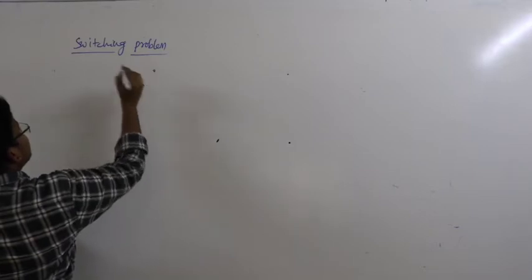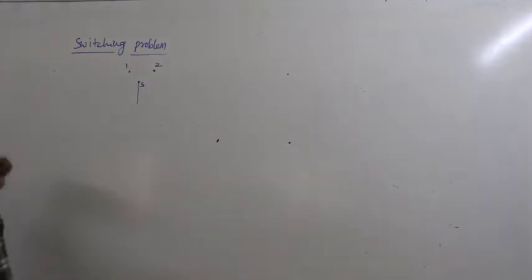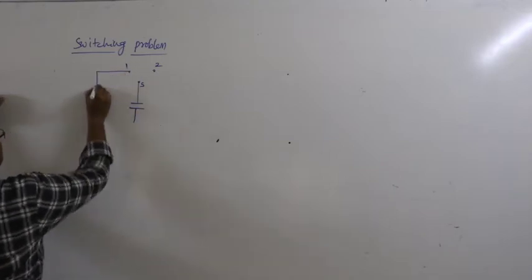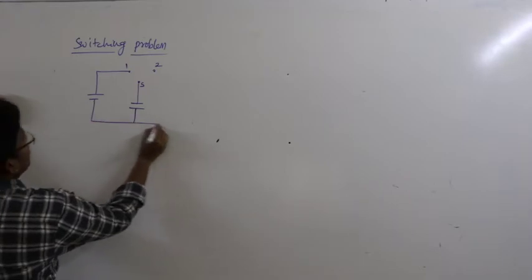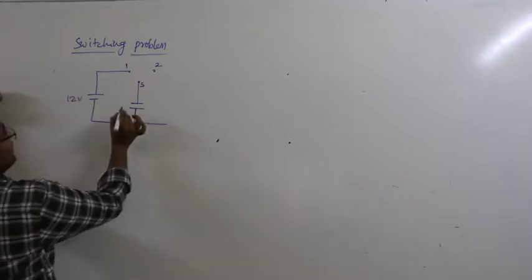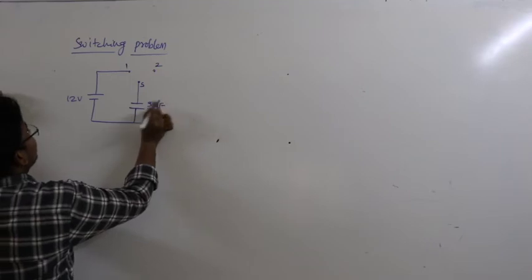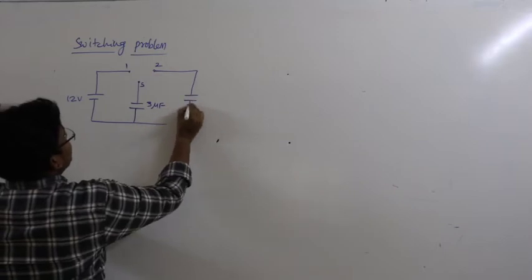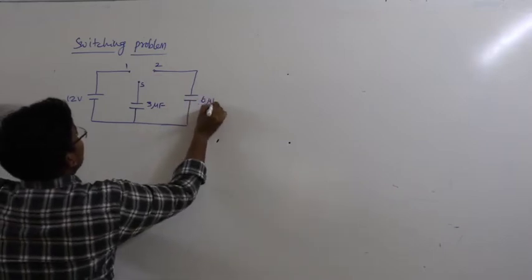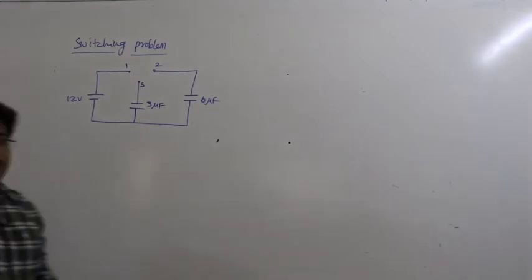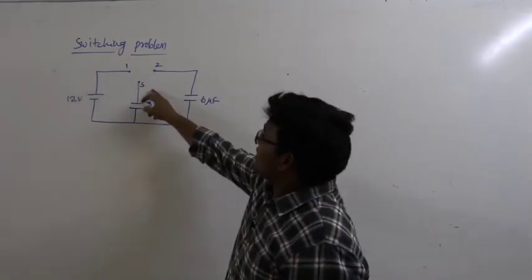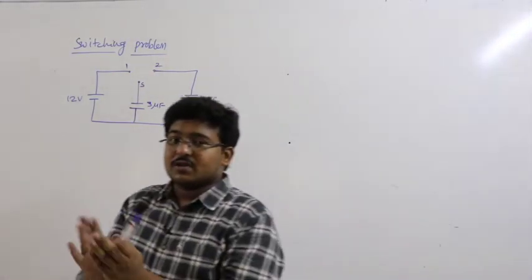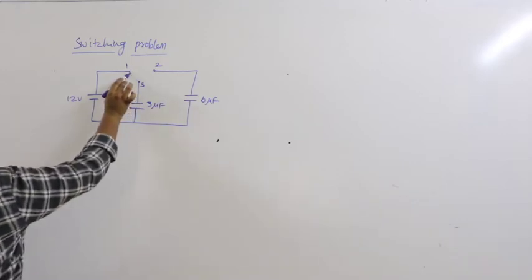There is a switch S, connected to a capacitor with a voltage source of 12 volts, and this capacitance is 3 microfarad. Here I am taking one more capacitor of 6 microfarad. The switch S might be closed one time to one terminal, another time to another. The switch will be switching between these two.